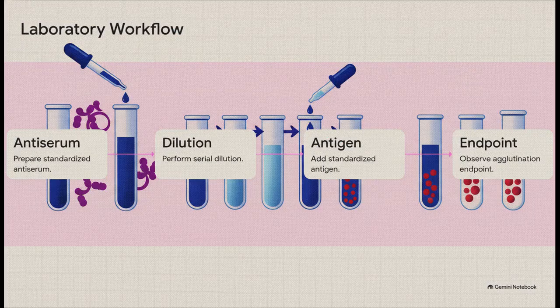Now, how do we actually make this happen at the lab bench? Well, it's a beautifully logical four-step sequence. First, you prepare your antiserum. Second, you perform a serial dilution to progressively drop the concentration of those antibodies. Third, you add a carefully standardized antigen to every single tube. And finally, you observe where the agglutination stops, the endpoint.